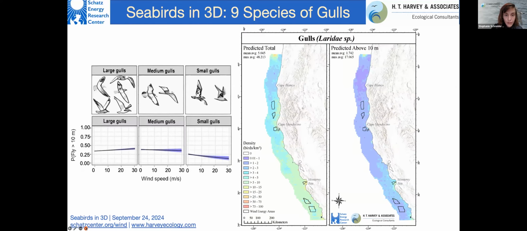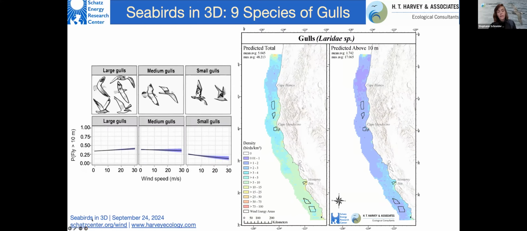And the predictions suggest a similar pattern. They're more dense near the coast, and they are going to be less dense at risk height. But they're important and predicted to be a big component of the community above 10 meters.